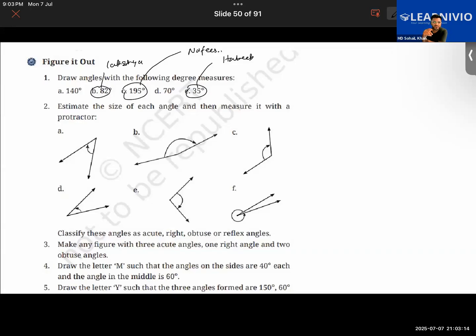Sir, can I do it on a piece of sheet? Obviously, do it wherever you find it comfortable. Okay, sir.